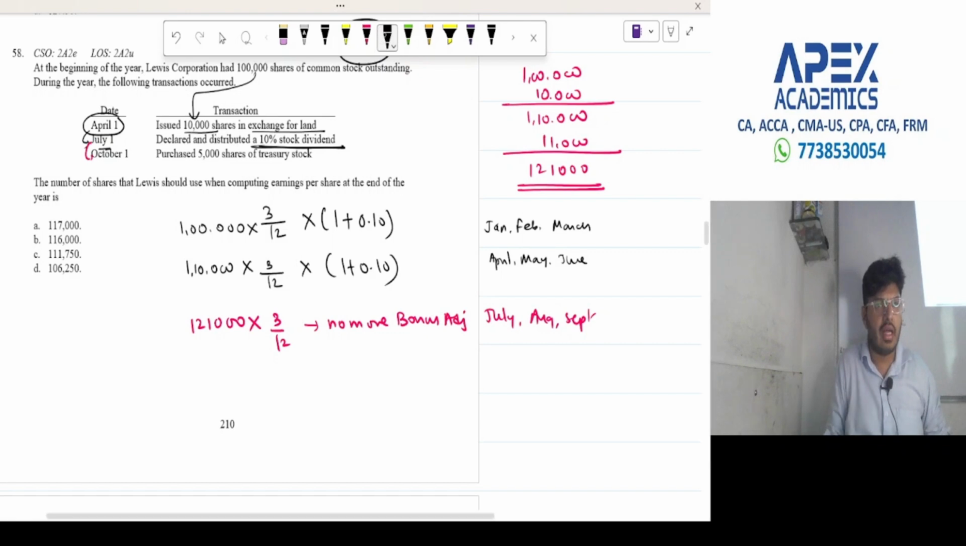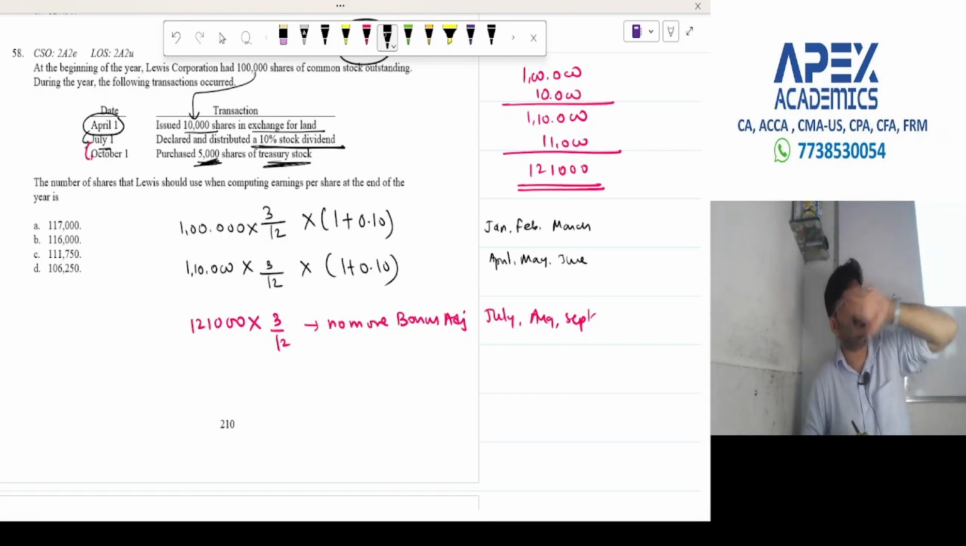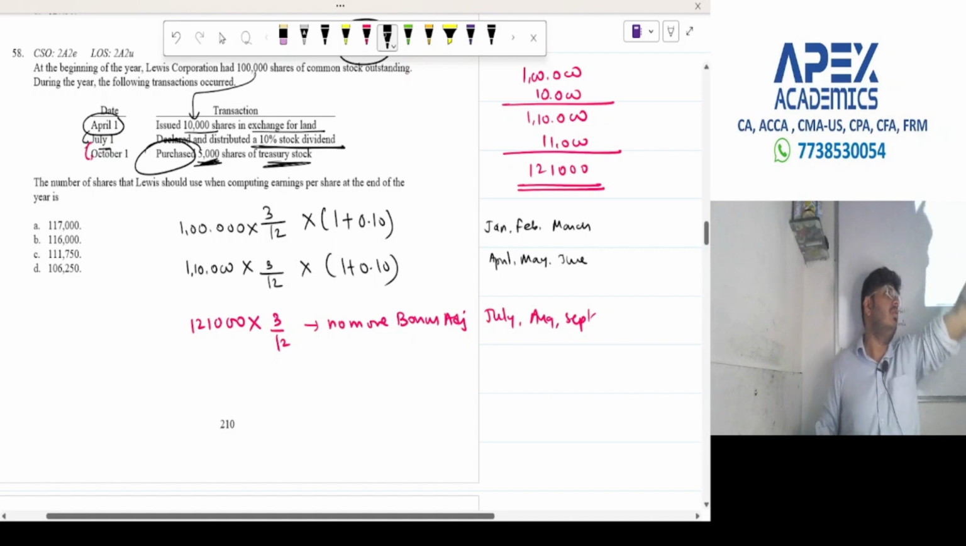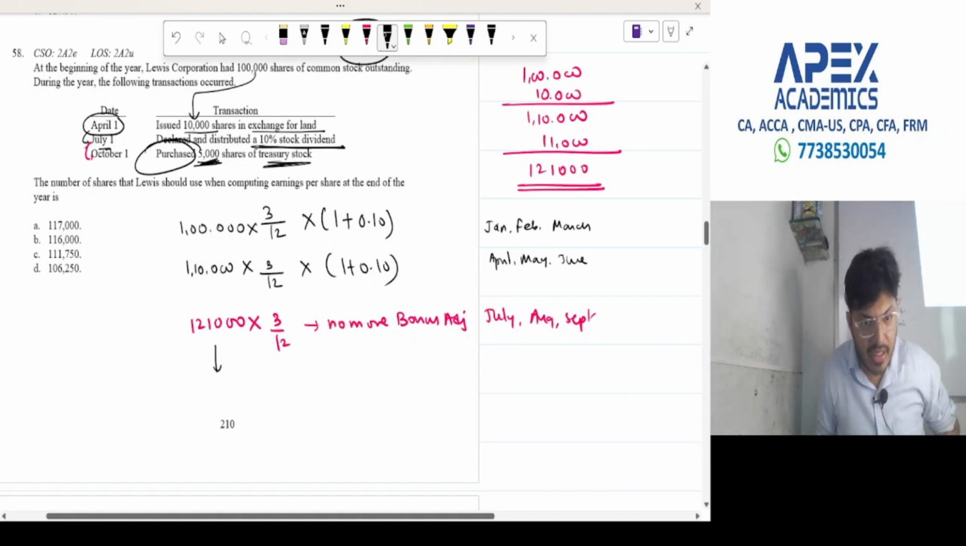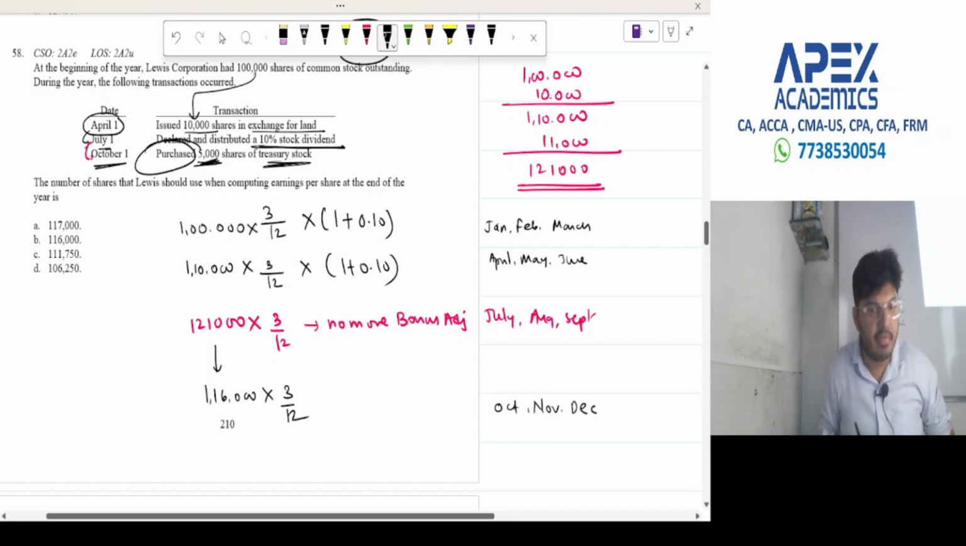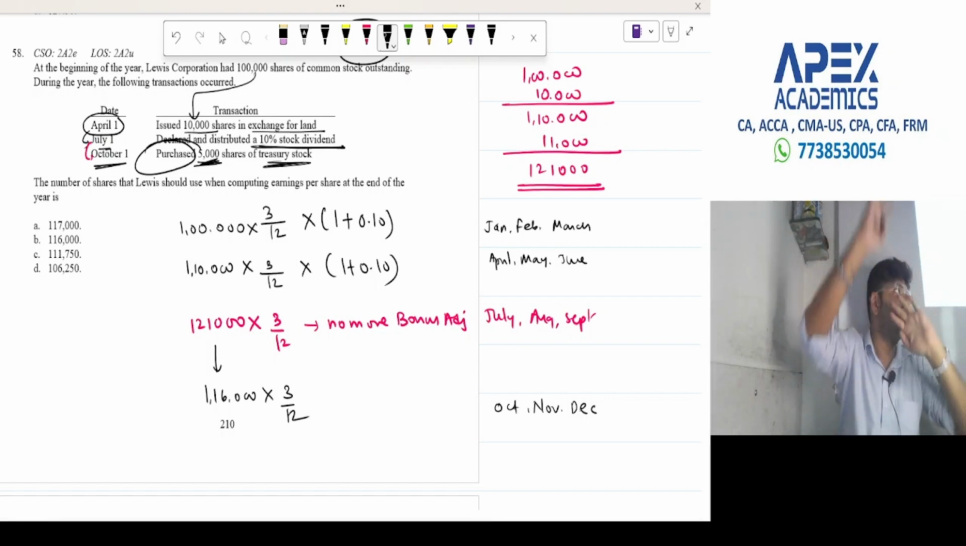On 1st of October, what is happening? I am buying back, that is purchasing treasury stock. See, if it is given that company has a treasury stock, it does not mean that company has purchased the treasury stock. Treasury stock means the company can buy back that many shares. Here they have actually told you that you have purchased the treasury stock. Means the buyback has happened, yes or no? Yes, sir. So if the buyback has happened, then 1,21,000 has to fall down to 1,16,000 on 1st of October. So October, November and December, 3 months. Sir, adjust bonus? No more bonus adjustment because bonus adjustments are pre-declaration of bonus.